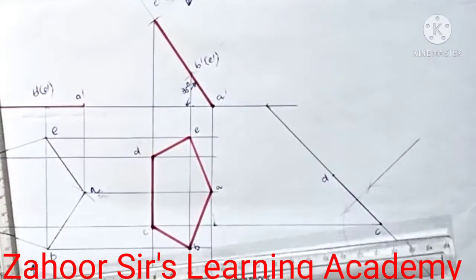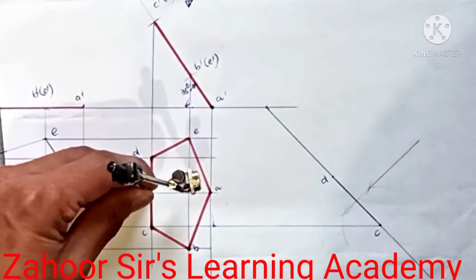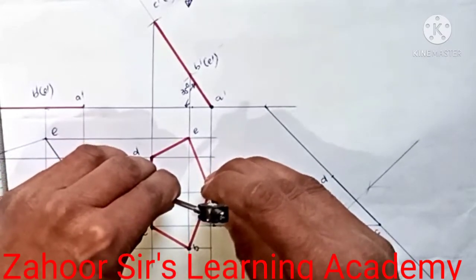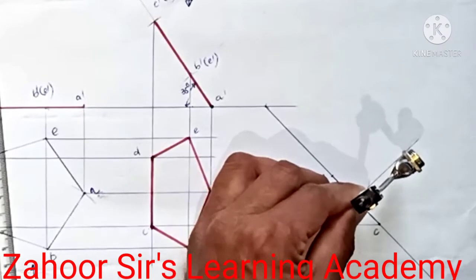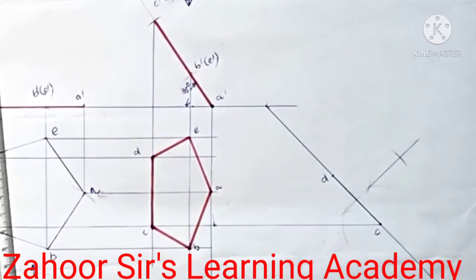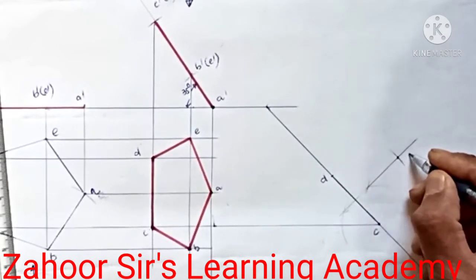Now I need to find the point A. How can we find the point A? Simply, we are redrawing. I'll keep one leg of the compass here and another at A. So I keep one leg here and another here. So this is my point A, the intersection here. This is my point A.